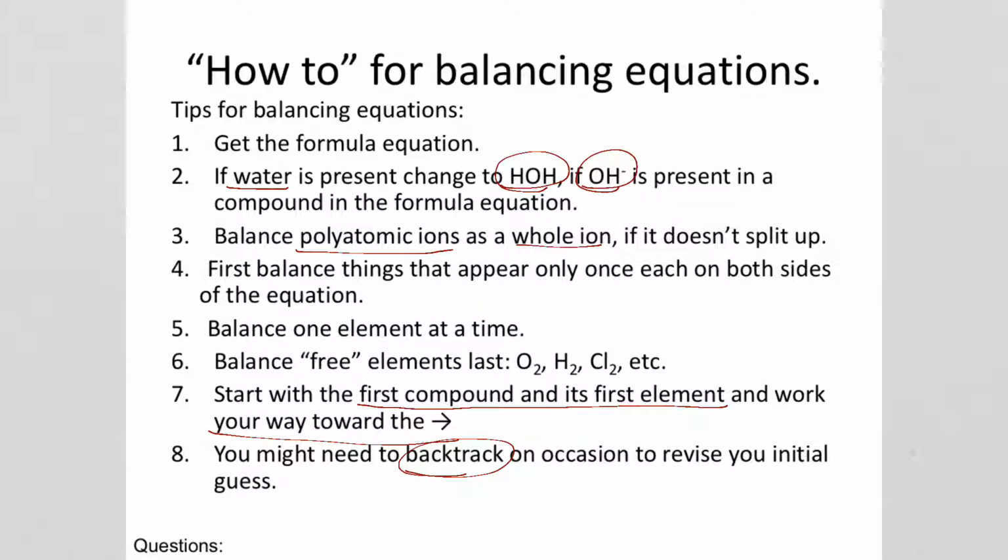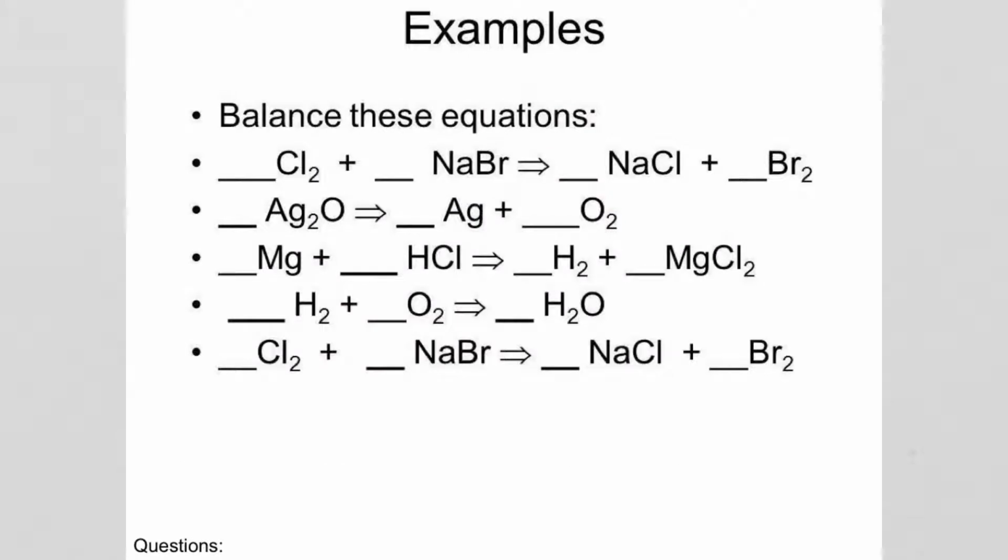It's just that if you have something like oxygen in all four compounds on the reactant and product side, it can be a little hairy and you might have to go back and revise. But that's okay. We'll give you some practice so you can get through it. Alright, so let's look at some examples of using these rules ahead of us.